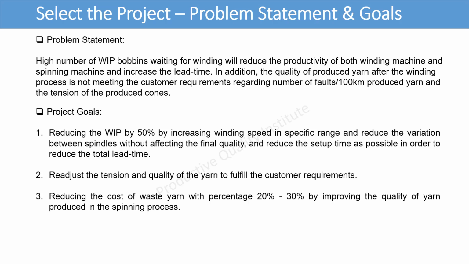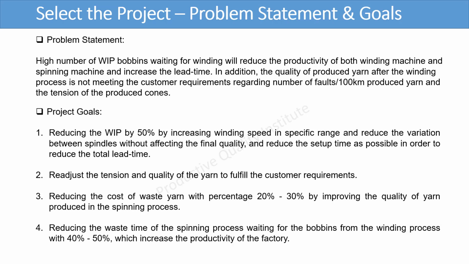Reducing the cost of waste yarn by 20% to 30% by improving the quality of yarn produced in the spinning process. Reducing the waste time of the spinning process, waiting for the bobbins from the winding process, by 40% to 50%, which increases the productivity of the factory.